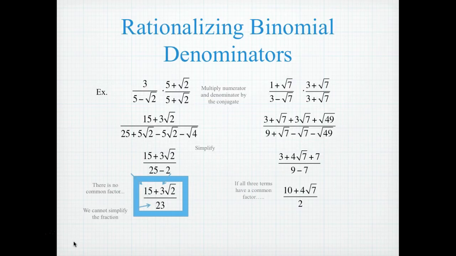Now again, we're looking at three values, 10, 4, and 2. If all three of these values share a common factor, then we can further simplify the fraction. So 10, 4, and 2 are all even numbers, therefore they're divisible by 2, so we can divide out a 2 in this expression. So our new expression is 5 plus 2 root 7, and that's what we're going to accept as our answer.